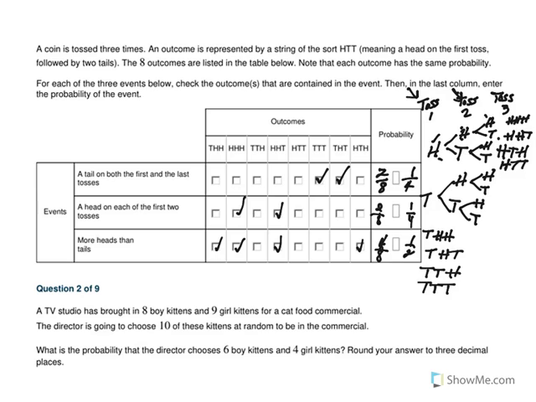Okay, and then we have example number 2 here. A TV studio has brought in 8 boy kittens and 9 girl kittens for a cat commercial. The director is choosing 10 of those cats. What is the probability that the director chooses 6 boy kittens and 4 girl kittens?